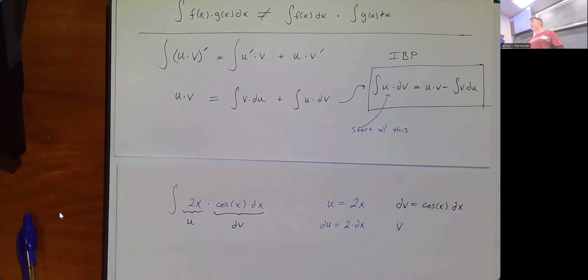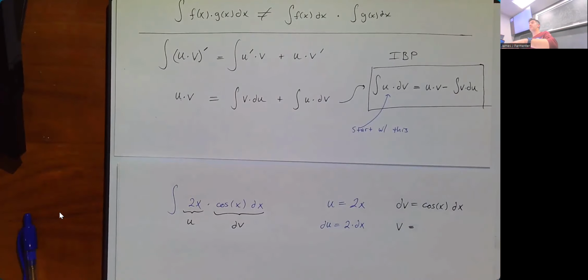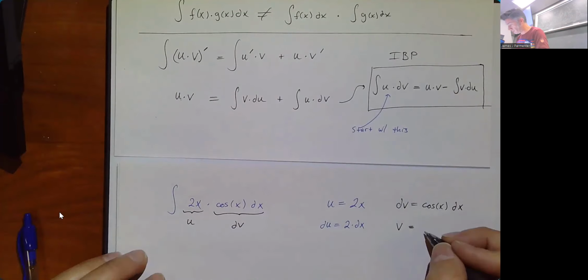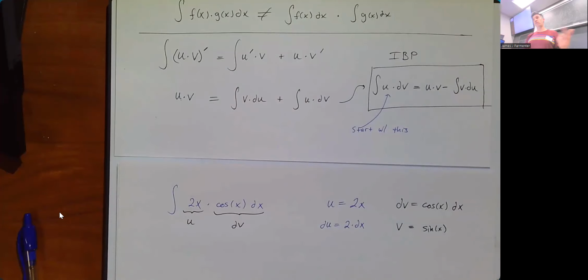What's the antiderivative of cosine? The derivative of cosine is negative sine. The antiderivative of cosine is positive sine. But here's what I'll point out. Your choice for dv should be something that is not terrible to anti-differentiate and doesn't really get more complicated when you anti-differentiate it. And cosine and sine are essentially the same function. So if you go from one to the other, you're not really getting more or less complicated.